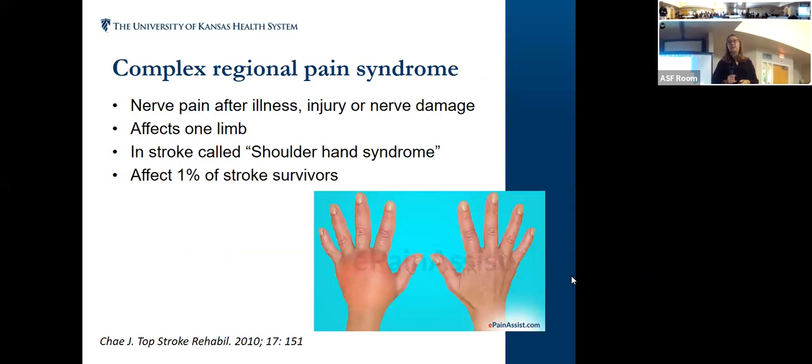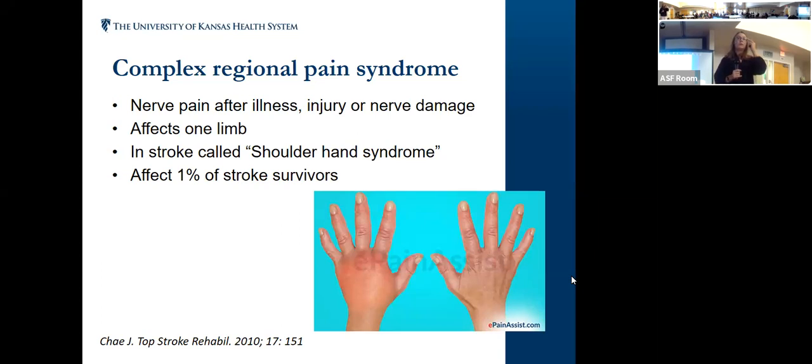Complex regional pain syndrome is the next one I wanted to bring up. It's also known as CRPS, that's just the acronym. In stroke, it actually has its own fun name. It's called shoulder hand syndrome. For some reason, and nobody knows why, in stroke survivors, this type of pain affects the shoulder and the hand, and for whatever reason, it skips the elbow, and nobody knows why. So it's called shoulder hand syndrome in stroke survivors. It also has been called reflex sympathetic dystrophy, causalgia.